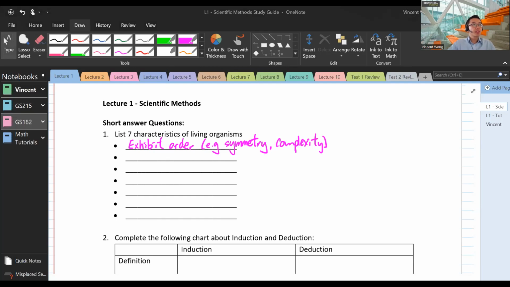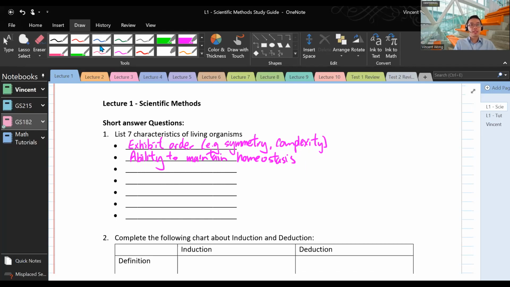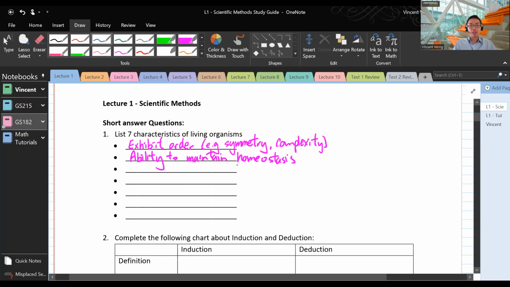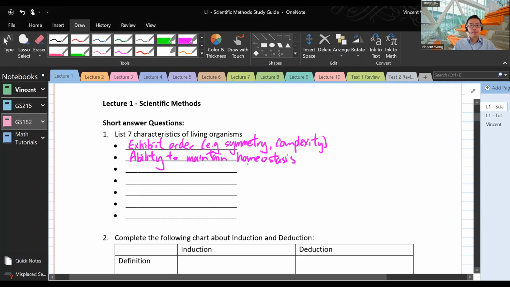Another one, I see in the chat box: response to stimulus, homeostasis. Very good. These are all very good. So we will do ability to maintain homeostasis. Homeostasis means what? Can someone tell me the meaning of the word homeostasis? What is the meaning of homeostasis? Anybody?